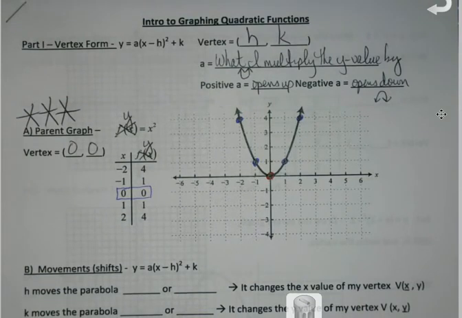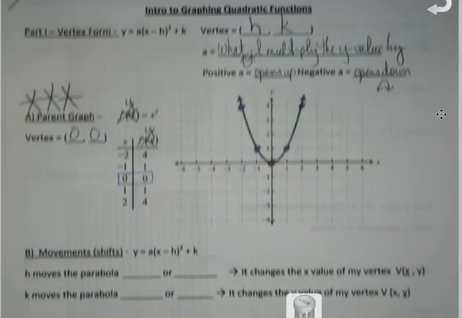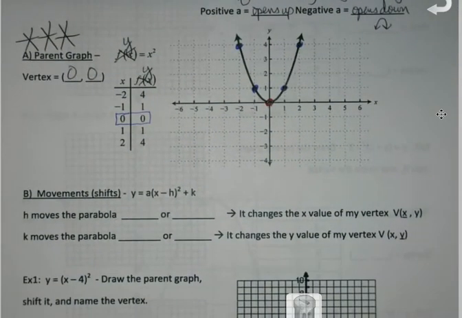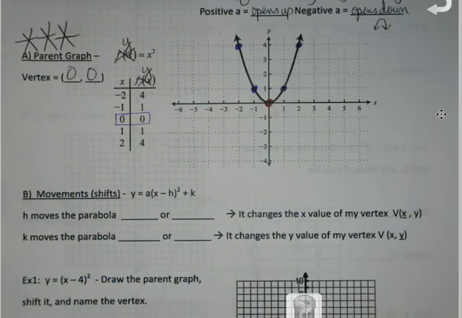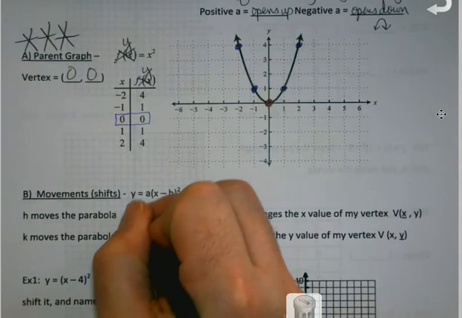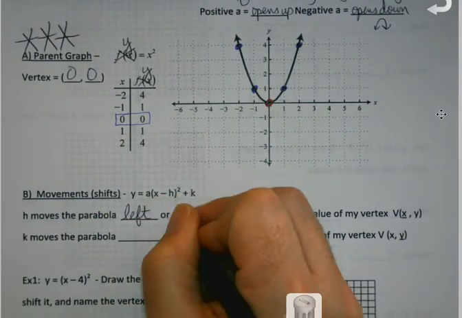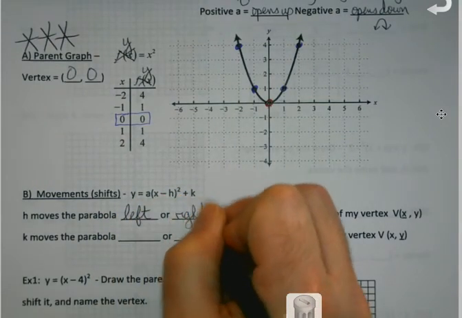But is everything always just going to stay in the same spot? Of course not. Sometimes things are going to move around a bit. So here's when we start talking a little bit about movements these can make, or shifts. The shifts are going to be those same values that we talked about for our vertex before. My h value moves my parabola either left or right.